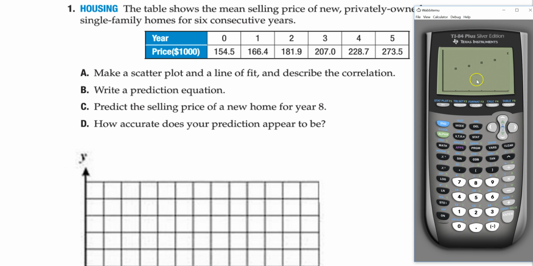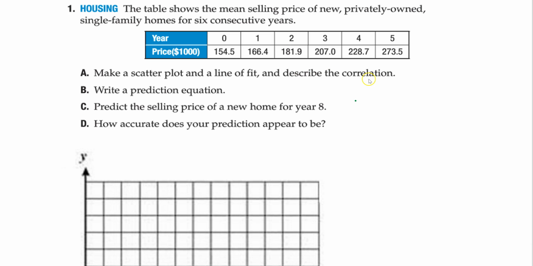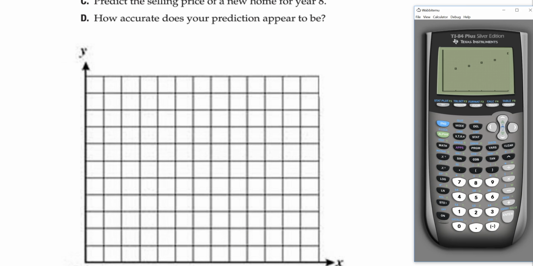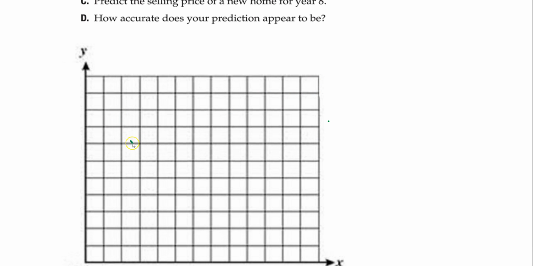Now if you hit graph, we get a little graph that looks like that. It's a lot better. Actually, I can see it. So describe the correlation, looks positive to me. It's a positive correlation. If you want me to draw a line, it doesn't have to be perfect. Let's just try to match it. It looks something like this.